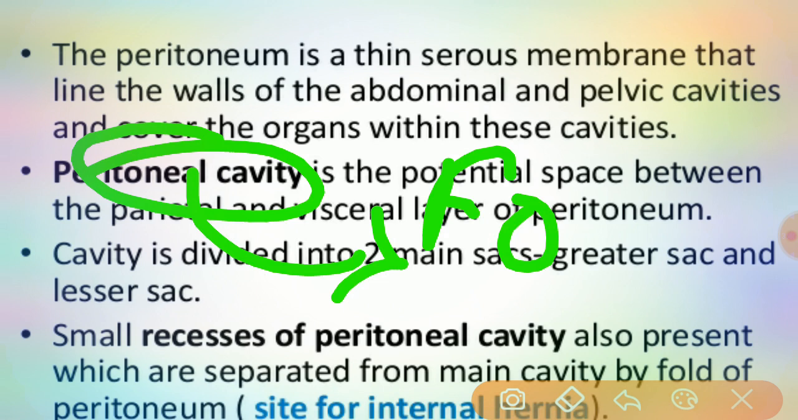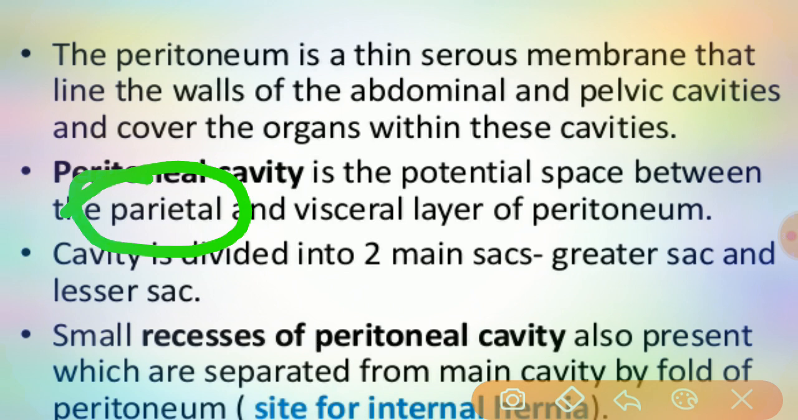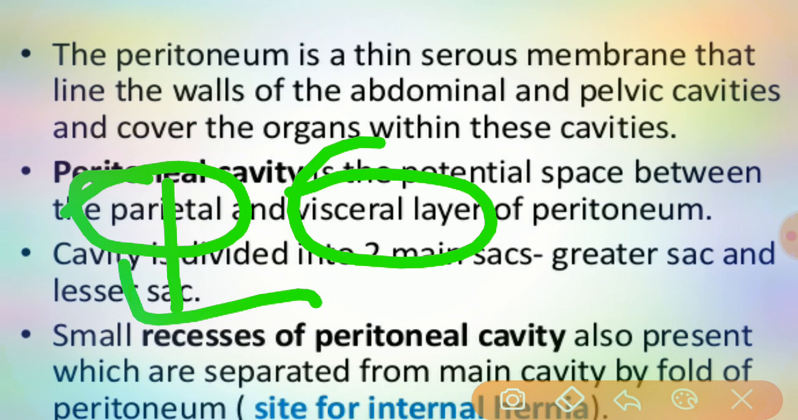See here, the peritoneal cavity is majorly divided into two types of layers. The first one is the parietal layer and the second one is the visceral layer. The parietal layer or parietal peritoneum lines the wall of the abdominopelvic cavity. What is the function of the parietal layer? The parietal layer lines the walls of the abdominopelvic cavity.